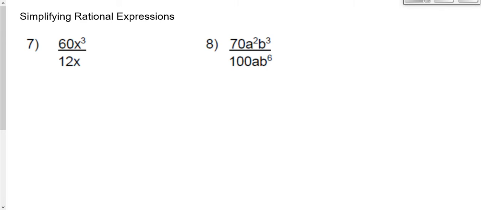Right, in this video, we're going to look at simplifying some rational expressions. We're going to start with question 7. Question 7 has two monomials being divided. So I have 60 times x cubed divided by 12 times x.